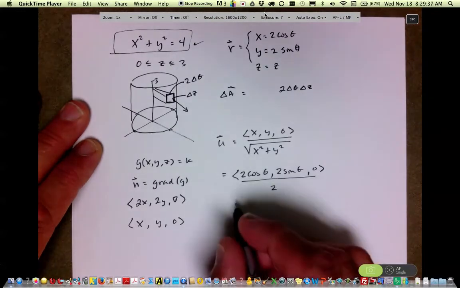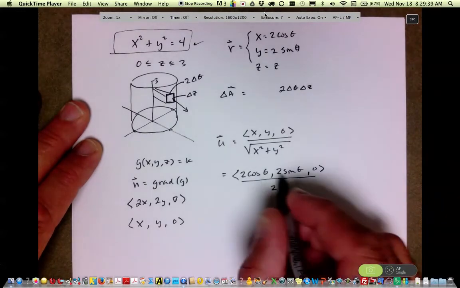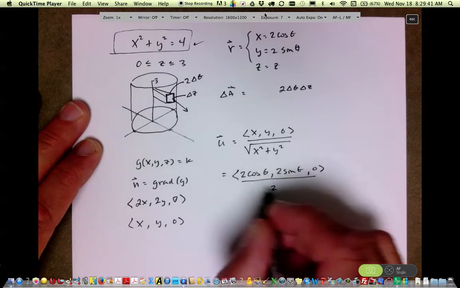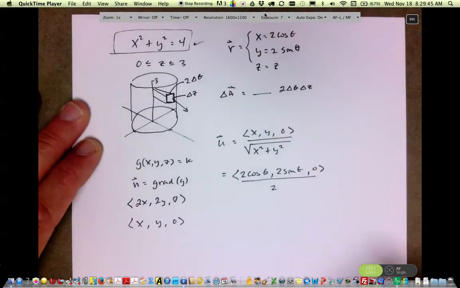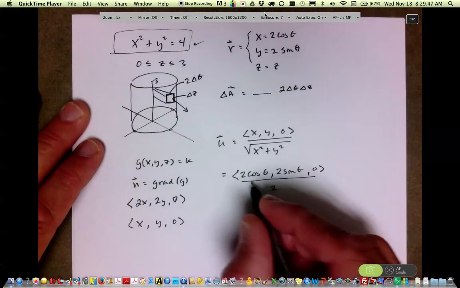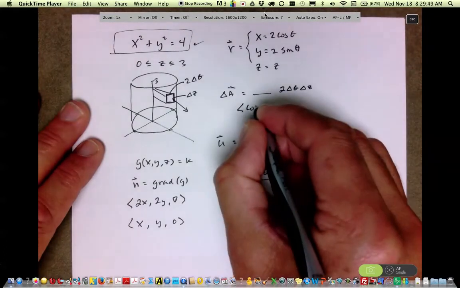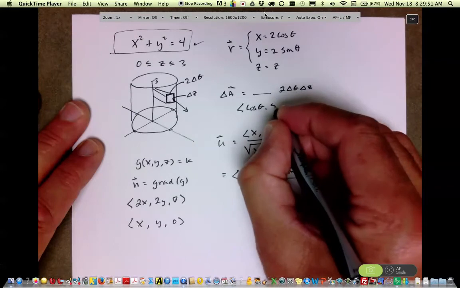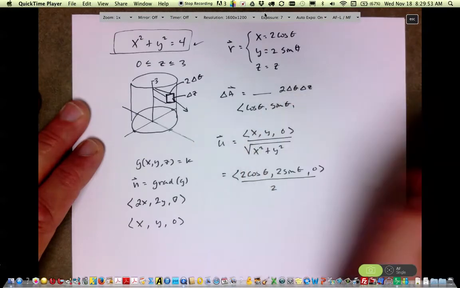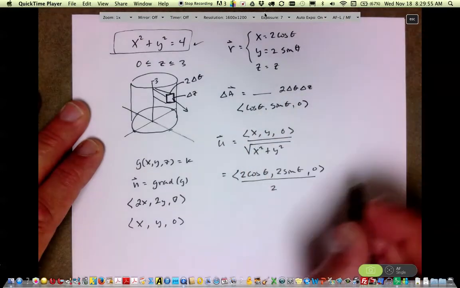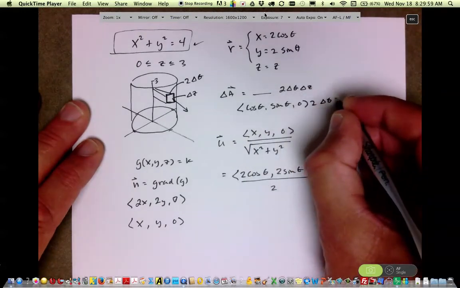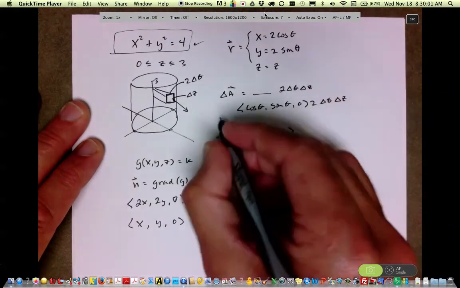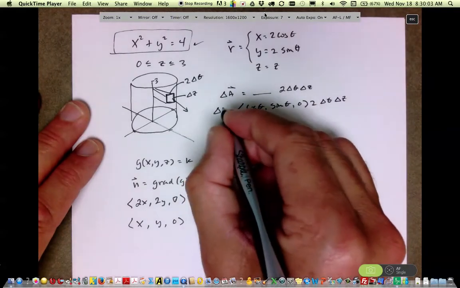All right, so we're going to end up with the dA is going to be what happens when I divide all this by 2. So essentially the 2's are all going to cancel out. And we're going to end up with the number that goes in here is going to be just cosine theta, sine theta, and 0. Okay, and then we've got 2 times d theta times dz, and this is my delta A.